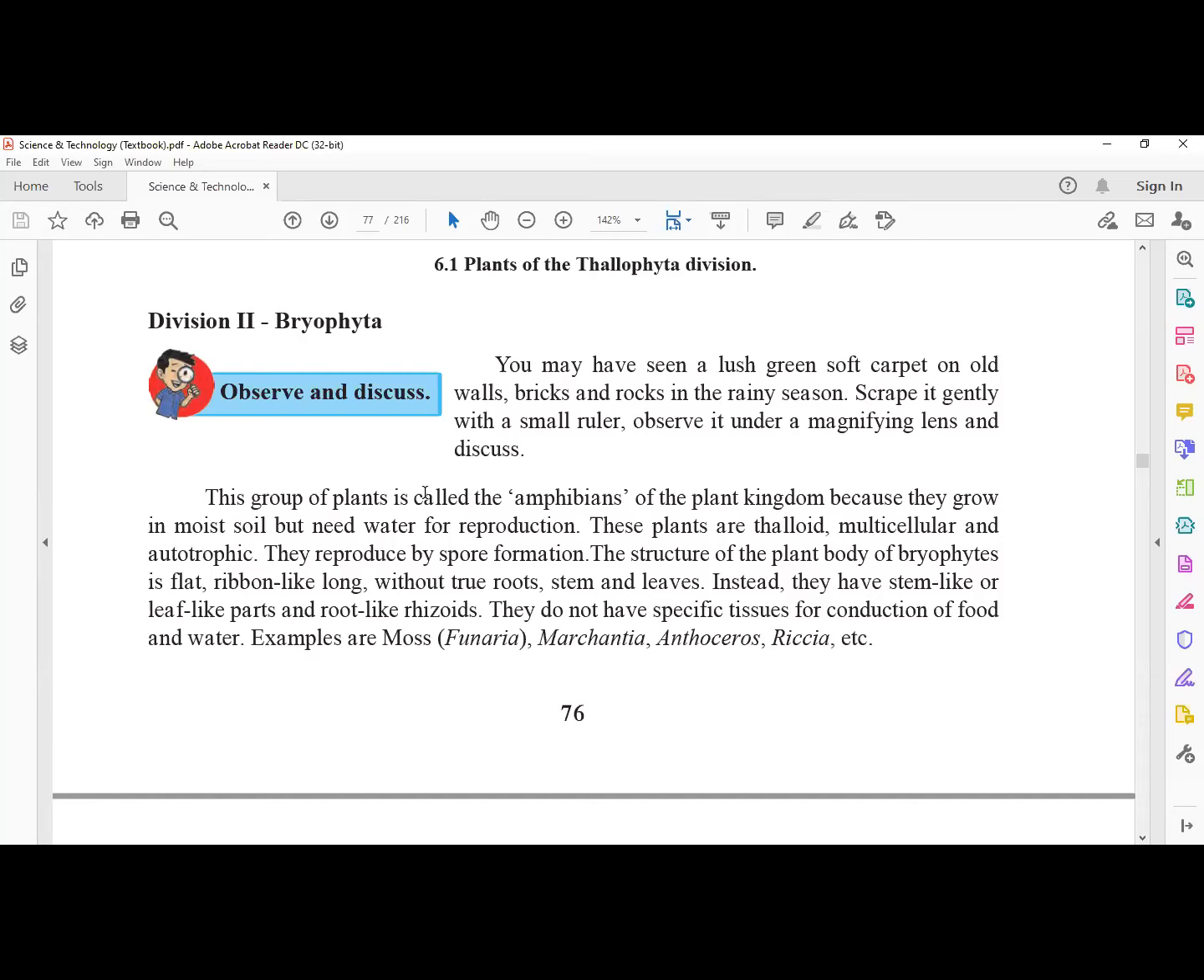The structure of the plant body of bryophytes is flat, ribbon like, and without true roots. You can't find roots over there, as well as stem and leaf. Instead, they have stem-like or leaf-like parts and root-like rhizoids. Like in fungi, rhizoid is the structure we come across, which is a bit like roots.